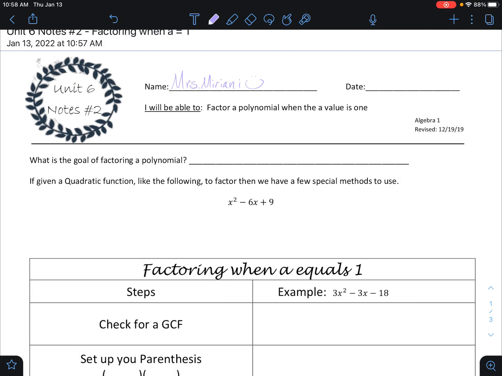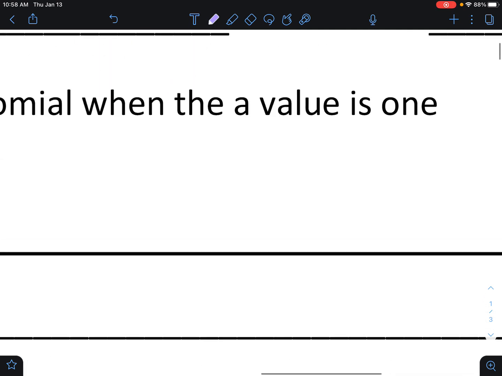Alrighty guys, so today we're going to be looking at Unit 6, Notes number 2. And we are going to be factoring a polynomial when the a value is 1. So remember, a quadratic function is always written in standard form, just like we did in Unit 5. And it always looks like ax squared plus bx plus c.